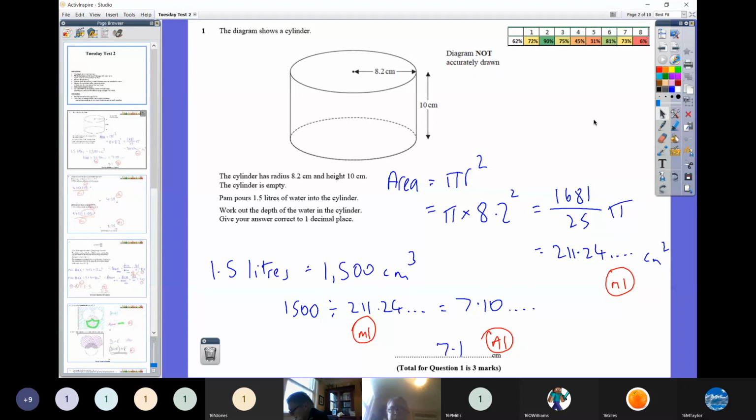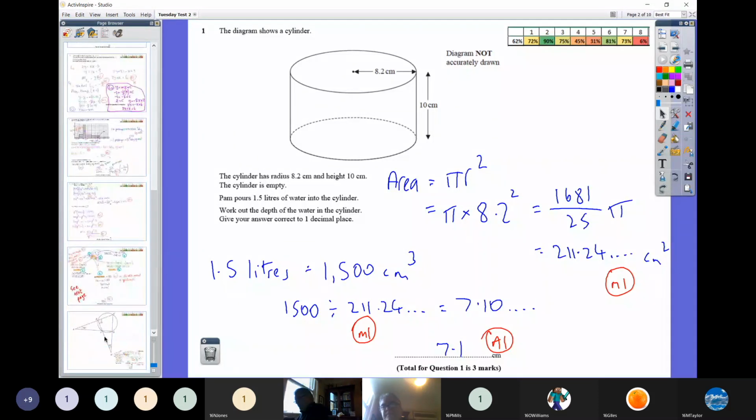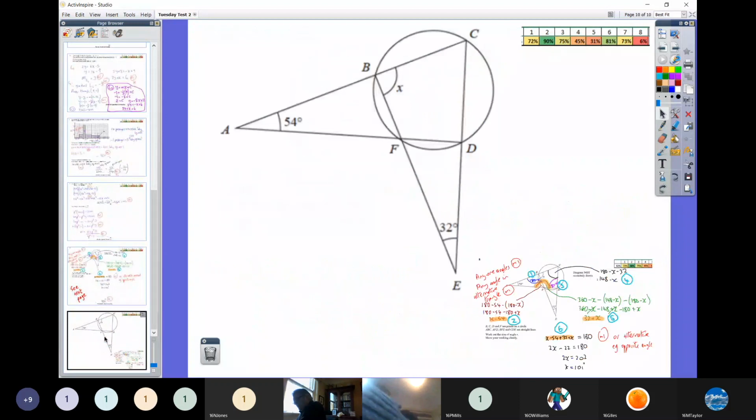Okay, so by far the hardest question was question 8, so we are going to start off with that. Let me just share my screen. Looking at this, lots of you made the assumption for some reason that the angle at D is 90 degrees. Now I know it looks like it is, but it isn't.